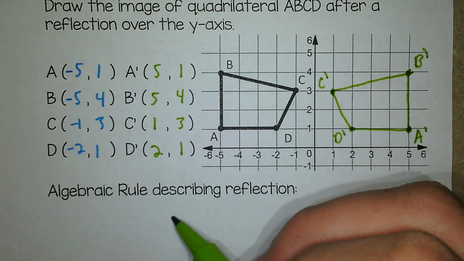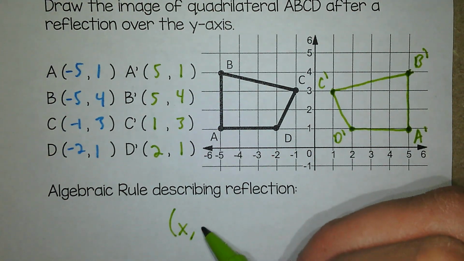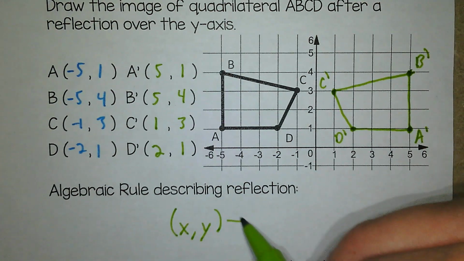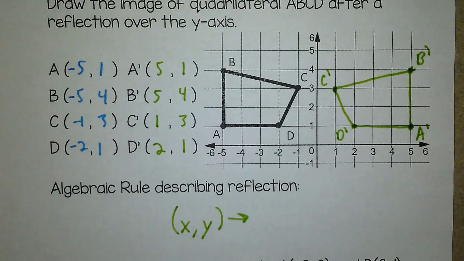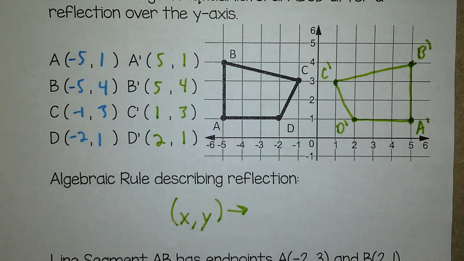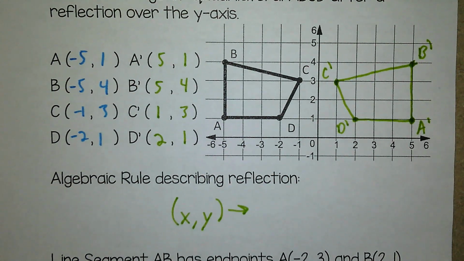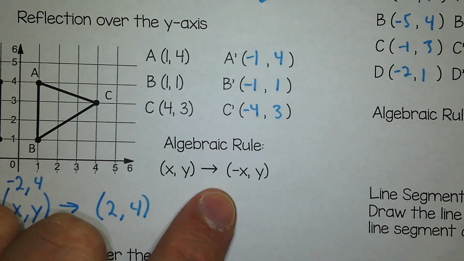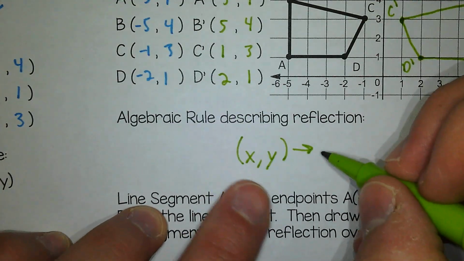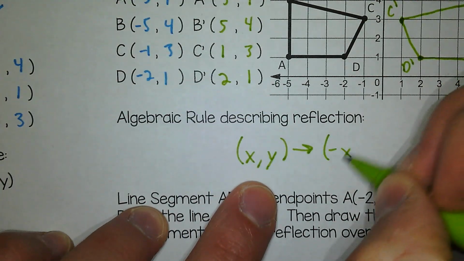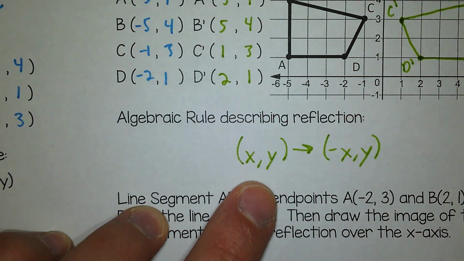So then my algebraic rule. Here's the cool thing about algebraic rules, unlike the last two things we've done. The algebraic rule for reflection is either going to be one of two things: (-x, y) or (x, -y). And if we reflect it over the y-axis, it's going to be just like this rule that we had over here. (x, y) becomes (-x, y). So the rule here is (x, y) becomes (-x, y).